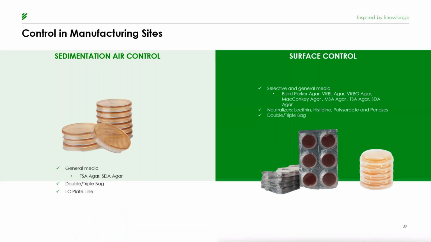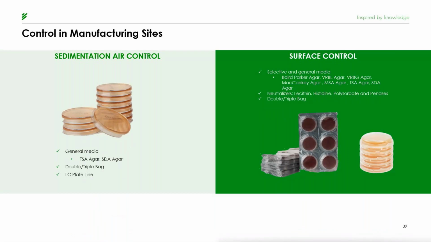For the first, Petri dishes with general media such as TSA agar or SDA agar are used and can be irradiated with double or triple bags depending on the sterility requirements. On the other hand, for surface control, you can also use 90 millimeter Petri dishes and with a swab collect the sample from the surface and rub it on the plate. Also, there are Rodac plates for direct sampling of the surface.